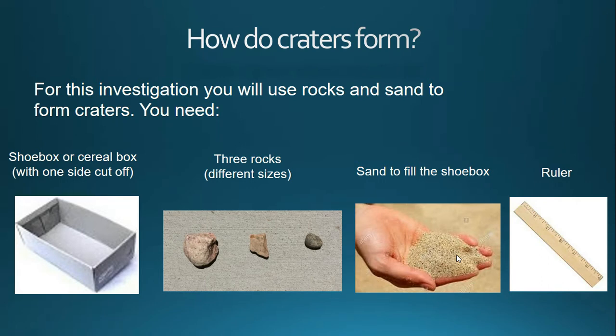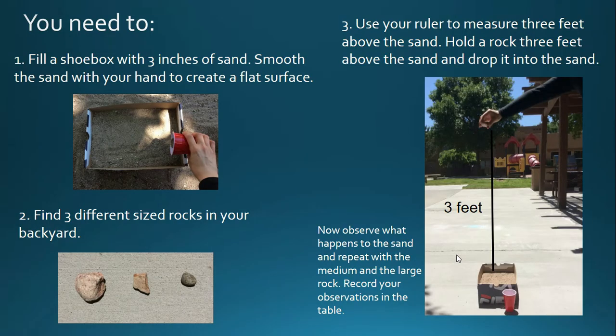So you need a shoebox or a cereal box. You need 3 rocks, a small, medium, and a large rock. You need sand to fill the shoebox, and you need a ruler. First, you need to fill a shoebox with 3 inches of sand. So you can use your ruler to measure that the sand is 3 inches deep. Then, with your hand, you need to smooth the sand to create a flat surface.